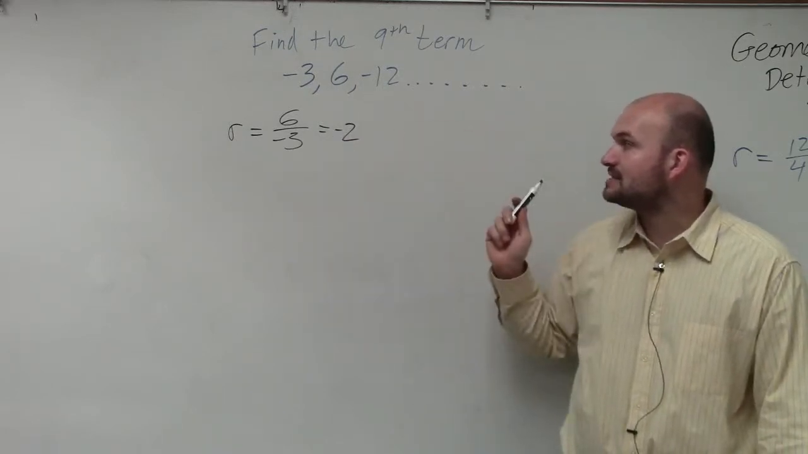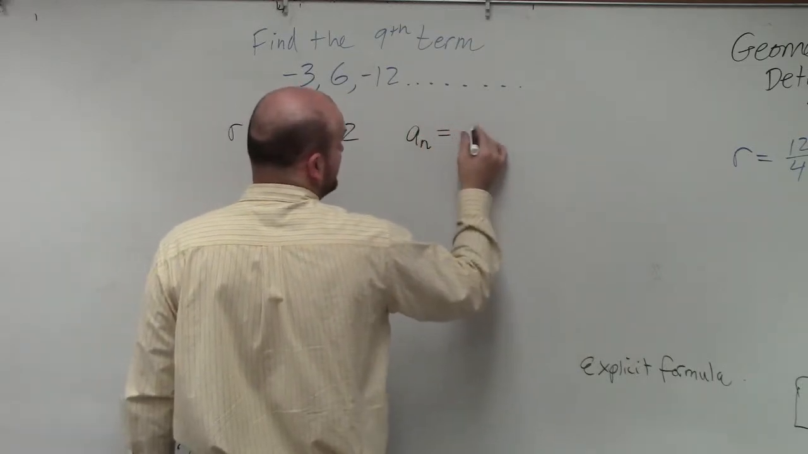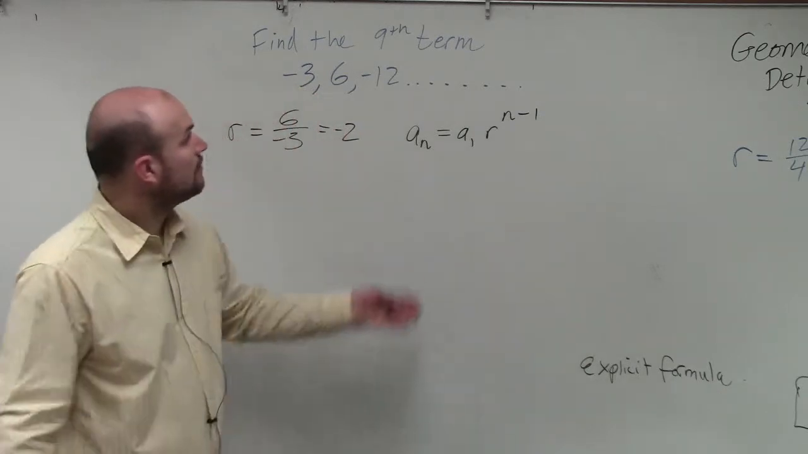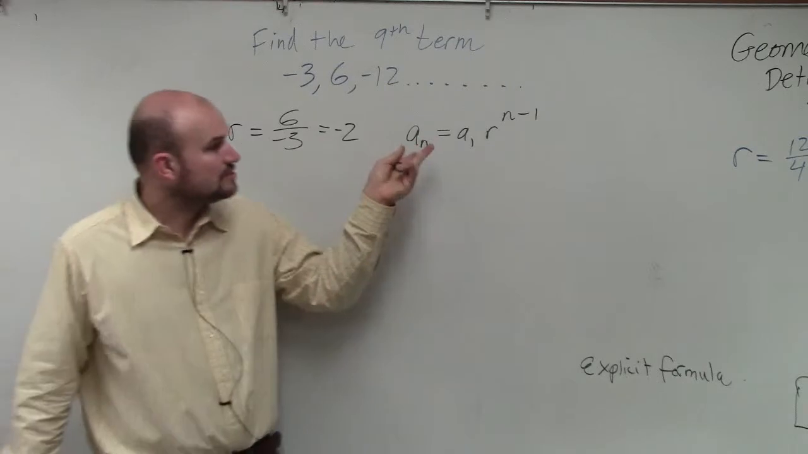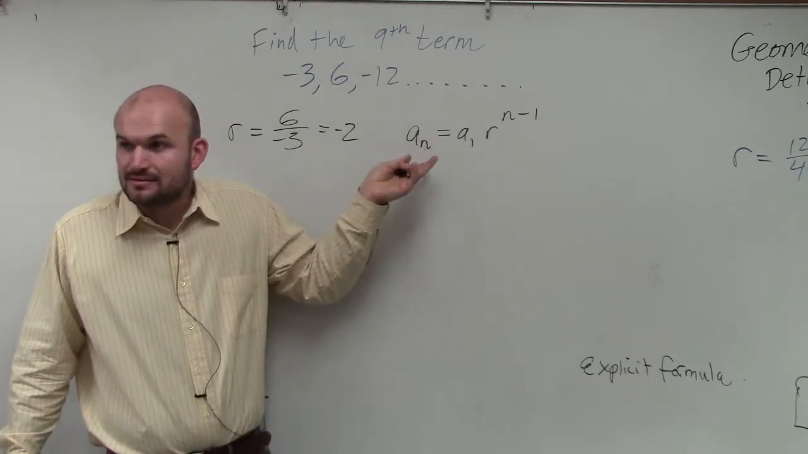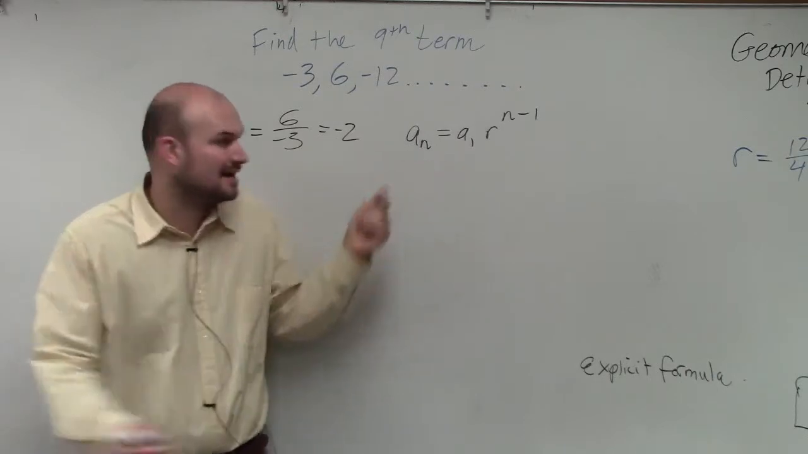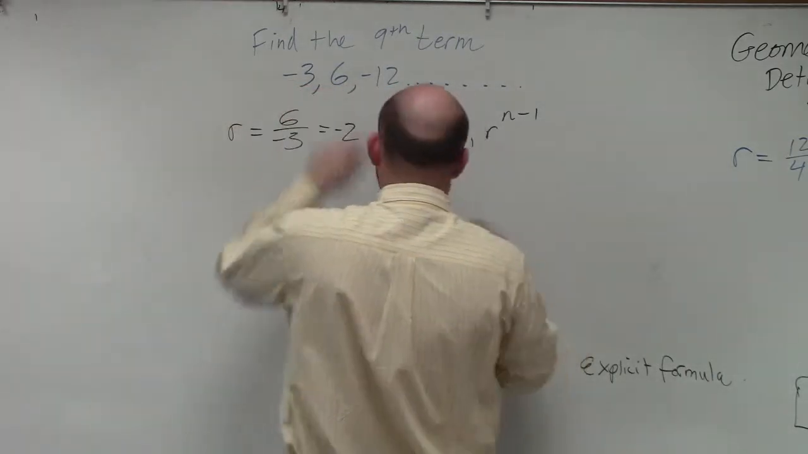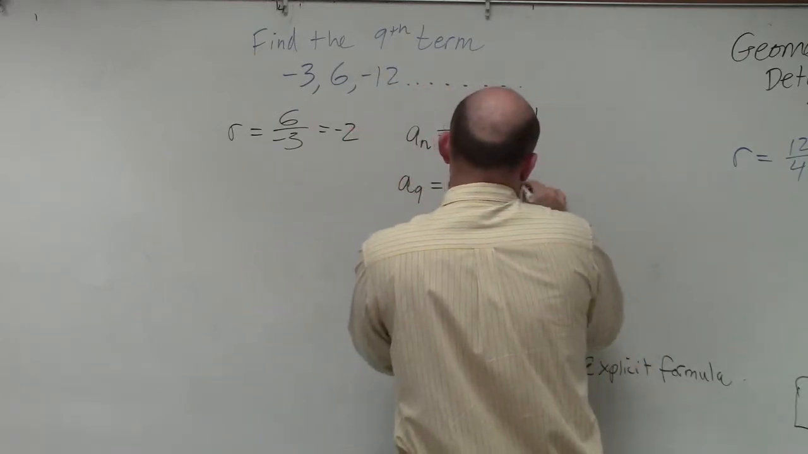So now, basically what I'm going to do is I'm going to take my explicit formula, which is a sub n equals a sub 1 times r raised to the n minus 1. And now what we're trying to do is determine what is the ninth term. So we want to figure out what a sub 9 is. Does that make sense? That's what we're trying to figure out, the ninth term in the sequence, which is a sub 9. So we're going to plug in a 9 in for the n. We know a sub 1, which in this case is -3. And we know r, which in this case is -2.